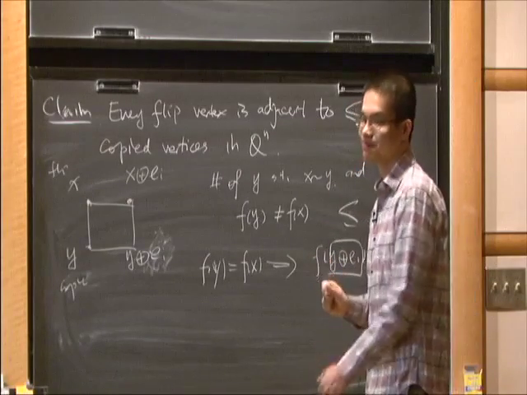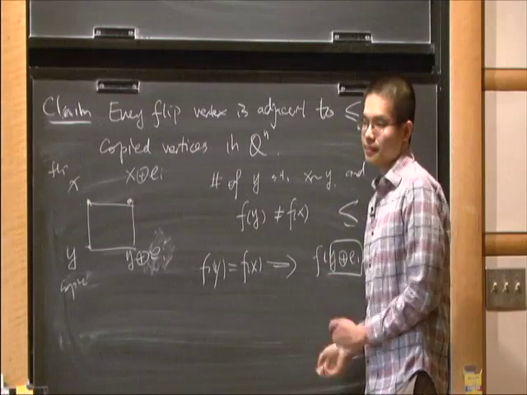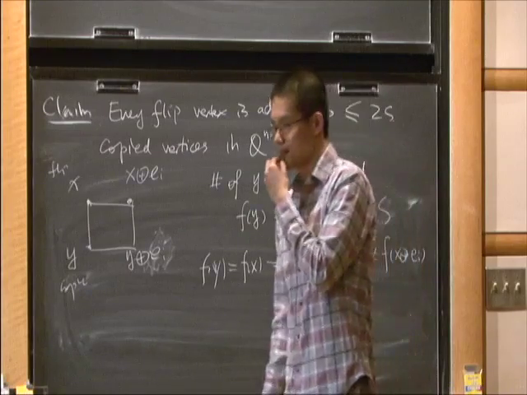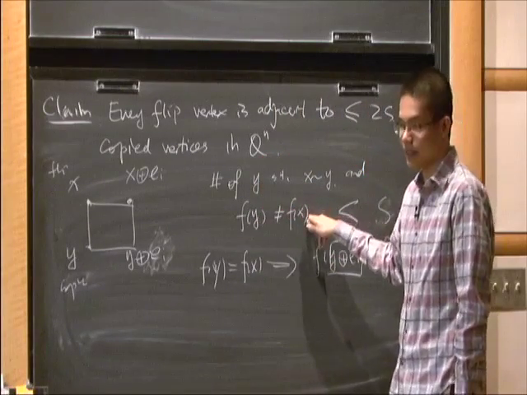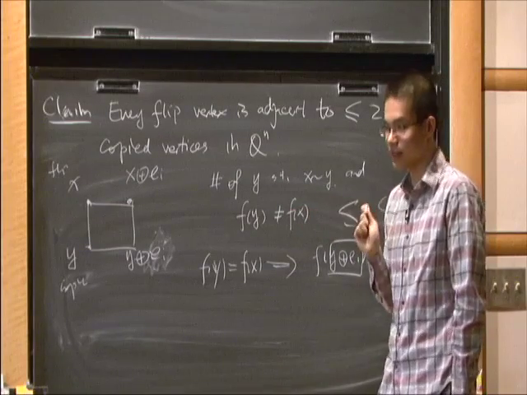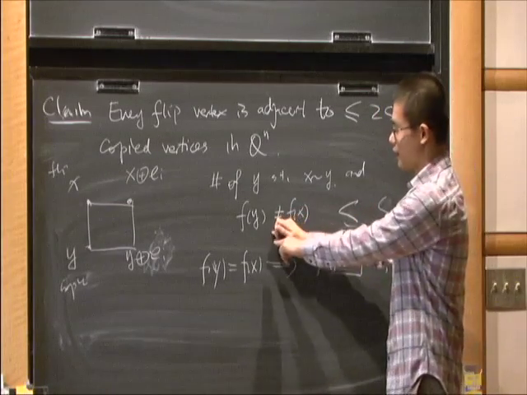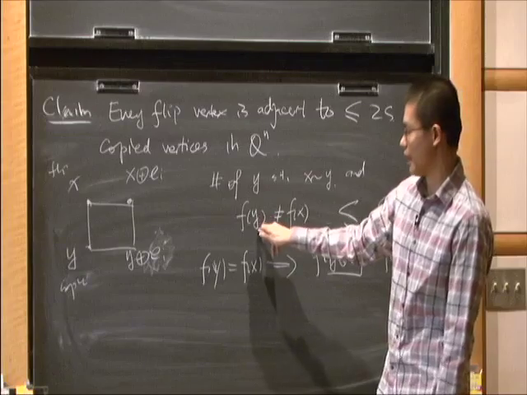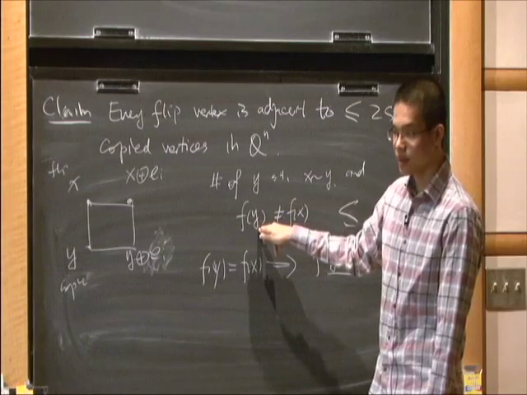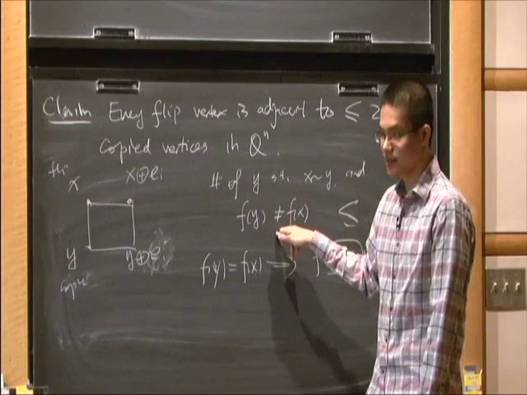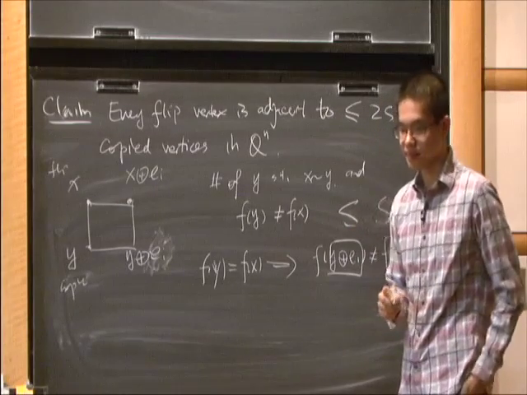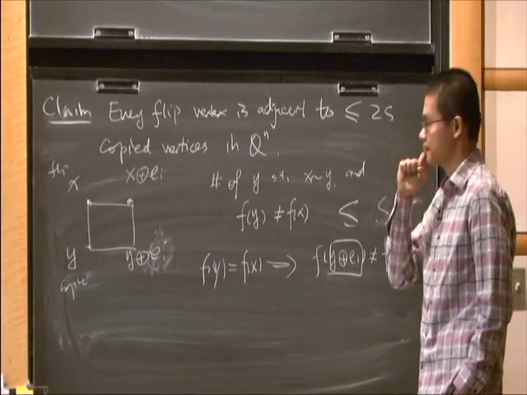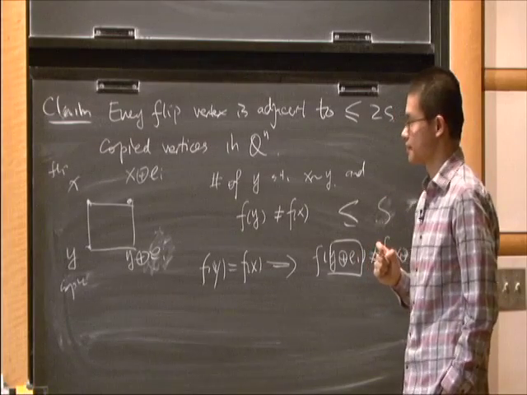I'm sorry, I didn't get the proof. So I discussed two cases: either F of Y is equal to F of X, or F of Y is not equal to F of X. If they are not equal, then there are at most S such Y, because the sensitivity is at most S. So we have X a flip vertex, and we're trying to bound how many copied vertices it's adjacent to.